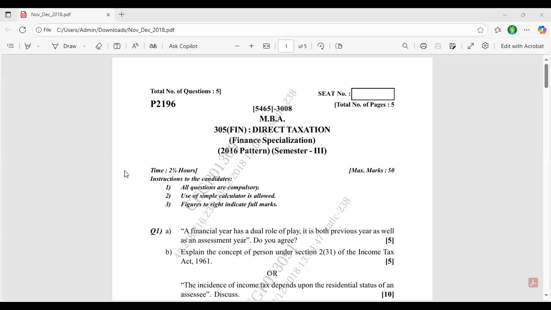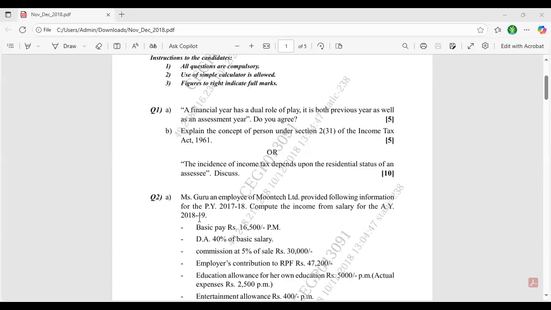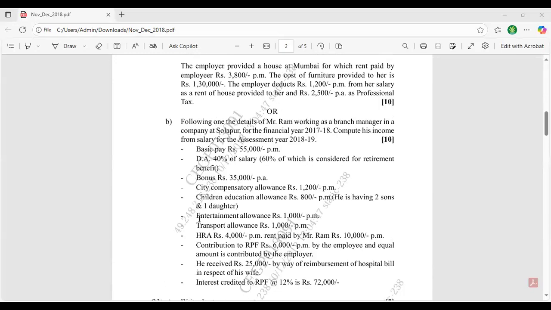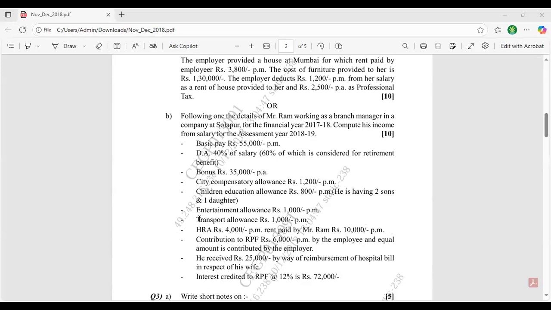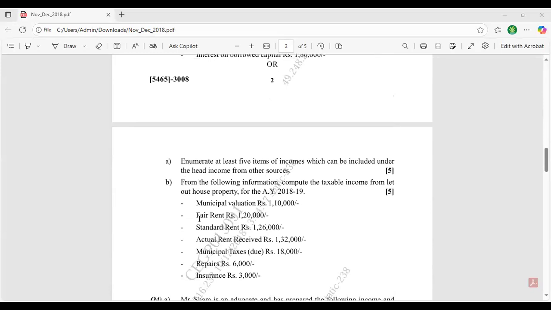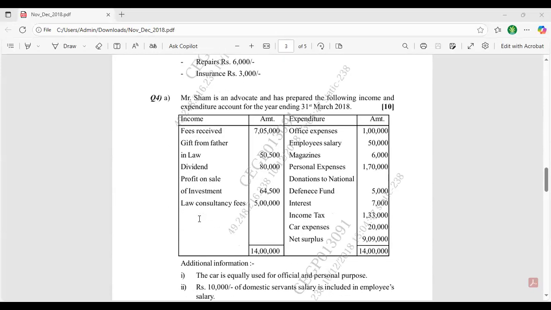Normally the first question is the theory part and it is on the first unit, that is introduction to income tax. And the second will be salary income, third will be salary income. So salary and salary. Then they talk about capital gain, two numericals. Then they talk about business and profession.